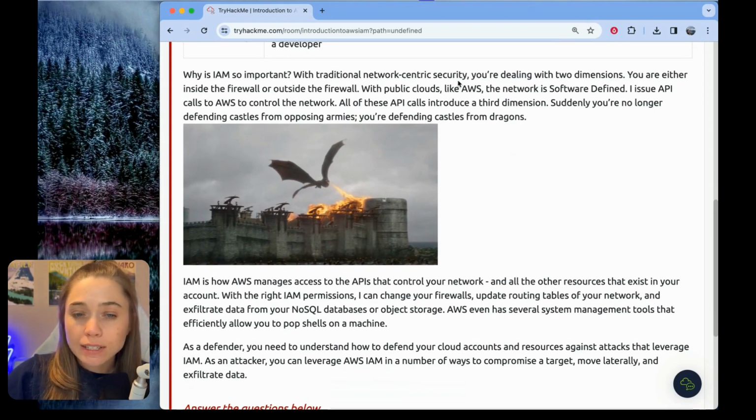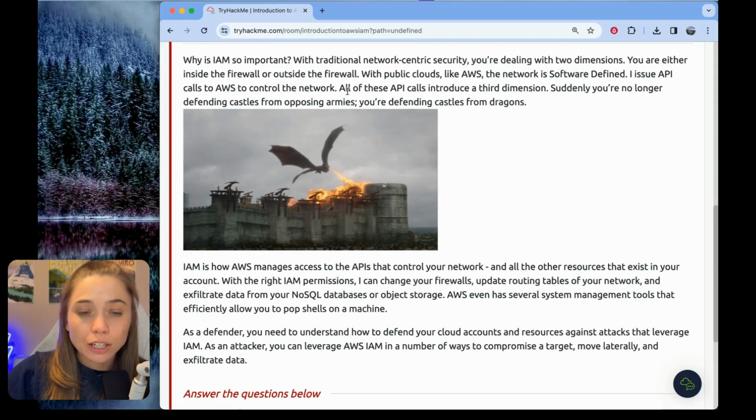With traditional network-centric security, you're dealing with 2 dimensions. You're either inside the firewall or outside the firewall. We have this nice dragon picture to paint the picture. With public clouds like AWS, the network is software defined. So if you ever heard the term software defined networking or SDN, that's what we're getting at, I think. I issue API calls to AWS to control the network.